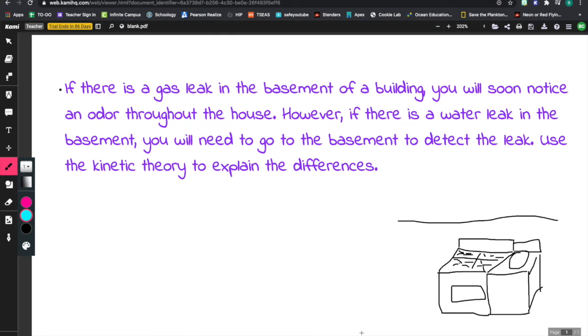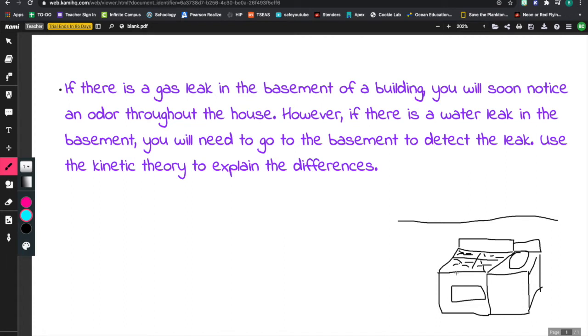All right. So the first question that a lot of people were struggling with is this first one. If there's a gas leak in the basement of a building, you'll soon notice an odor throughout the house. However, if there is a water leak in the basement, you will need to go down to the basement to detect the leak. Use the kinetic theory to explain the differences.